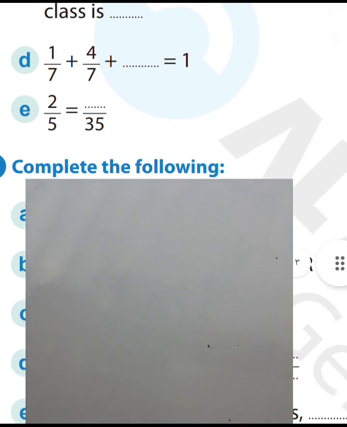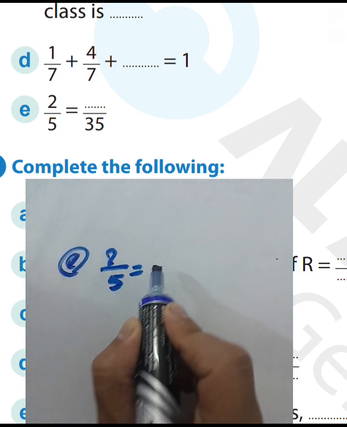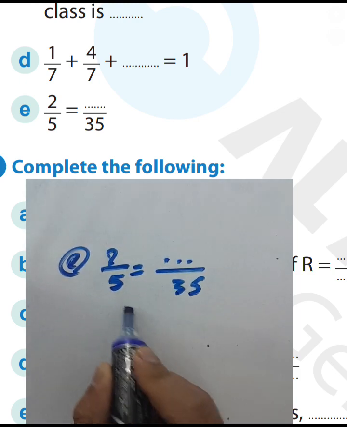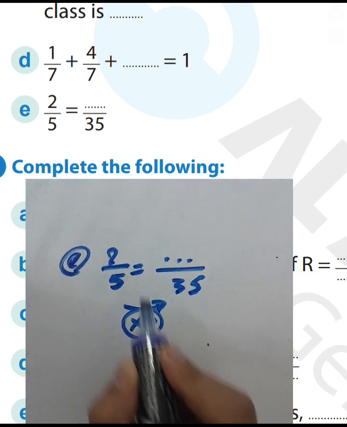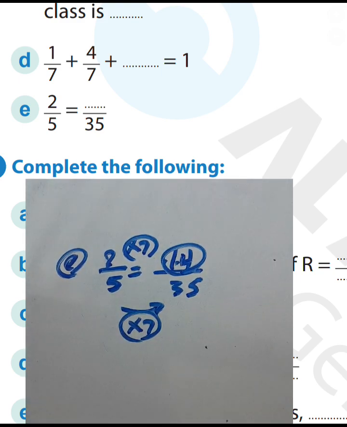Question letter E. 2/5 is equivalent to blank over 35. 5 times 7 equals 35, and 2 times 7 equals 14. Then we must write 14 in the blank.